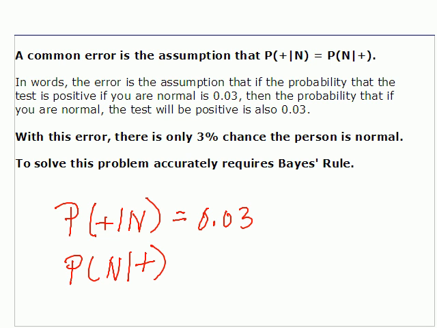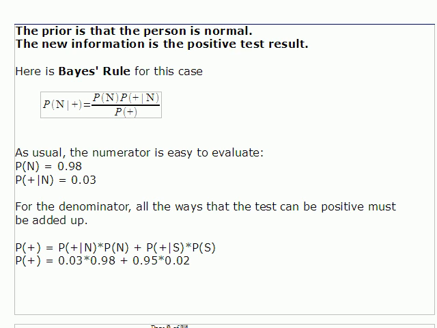If we equate these two, if we say this equals this, then the probability that a person is normal given that they have a positive test result is 3%. Okay, is this true? The answer is this is not true. This is not necessarily equal, and we have to use Bayes' rule.